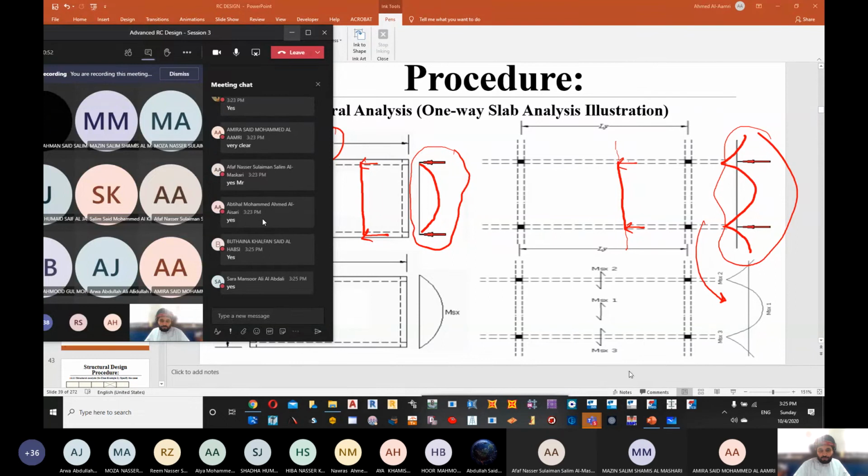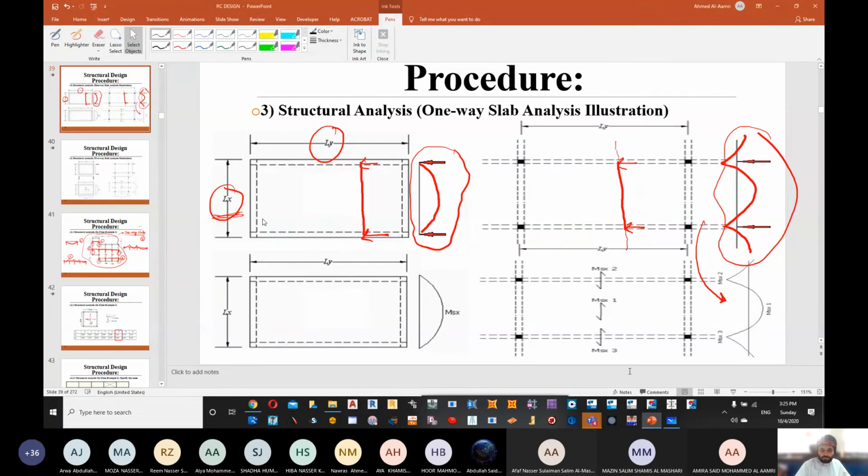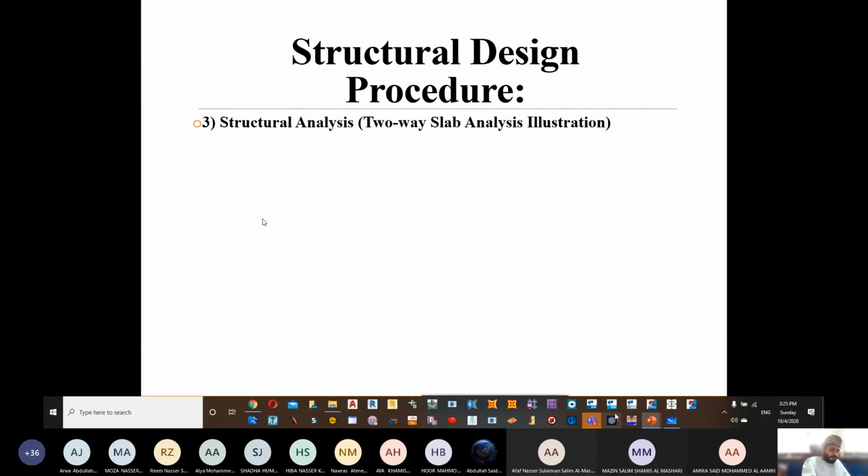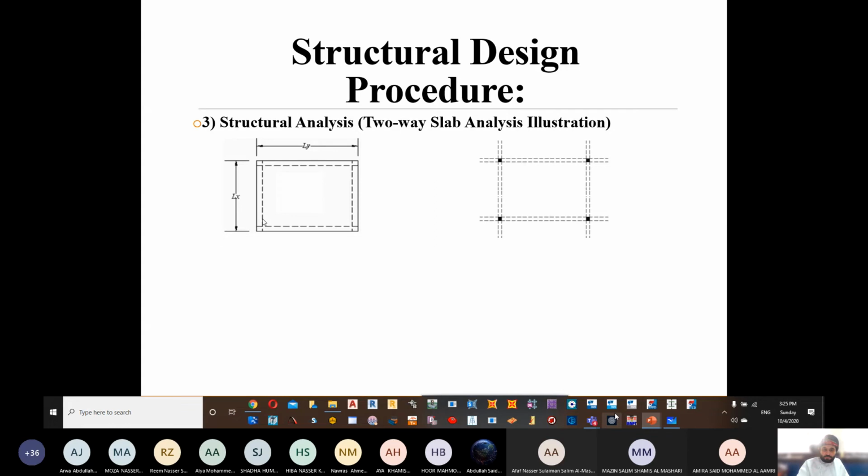Okay. The last slide and then we'll stop. Going to be this one. Now it says for us that this is a two-way slab. Okay, this is a two-way slab. Now for a two-way slab, we have two bending moments. Okay? We have bending moment in X and we have bending moment in Y.